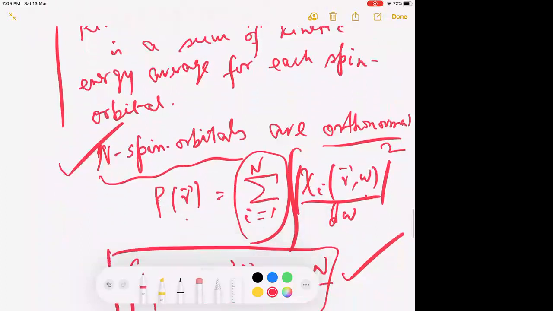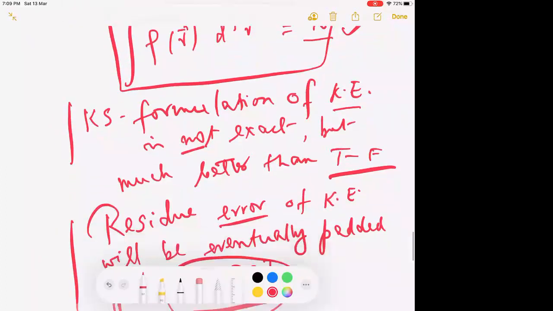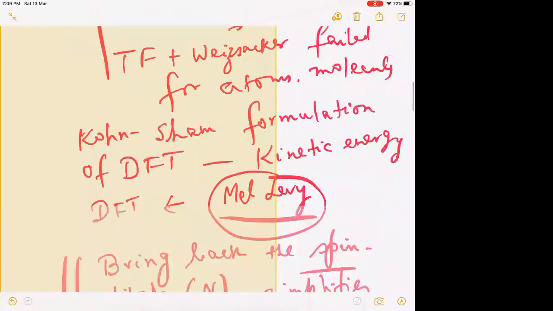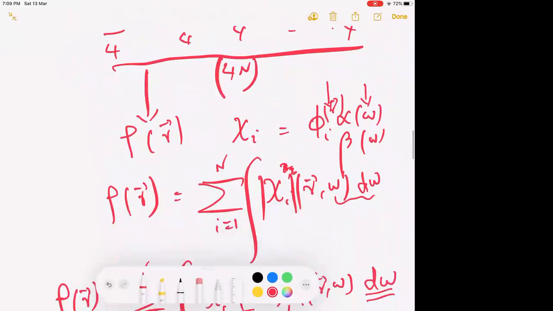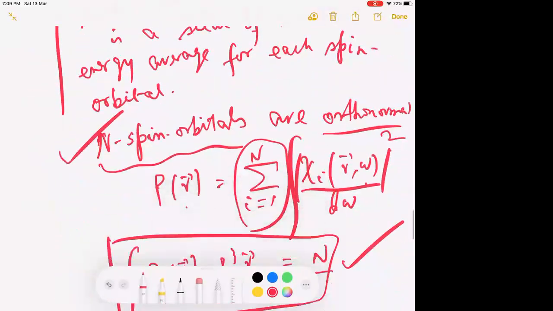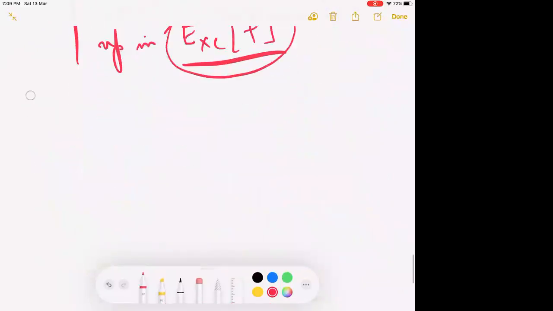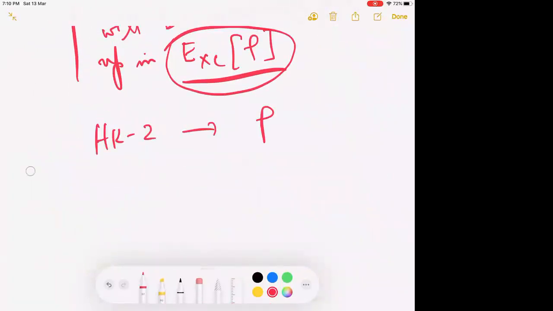Of course, the question that you will ask me is, how do I get the n spin orbitals? That obviously will come when I calculate the density, and that will be the content of the second Hohenberg-Kohn theorem. Remember, your second Hohenberg-Kohn theorem would calculate the density. Very similarly, it will now calculate these chi's, chi 1, chi 2 to chi n. So we will have to define the second Hohenberg-Kohn theorem somewhat differently. We will see how to define it.